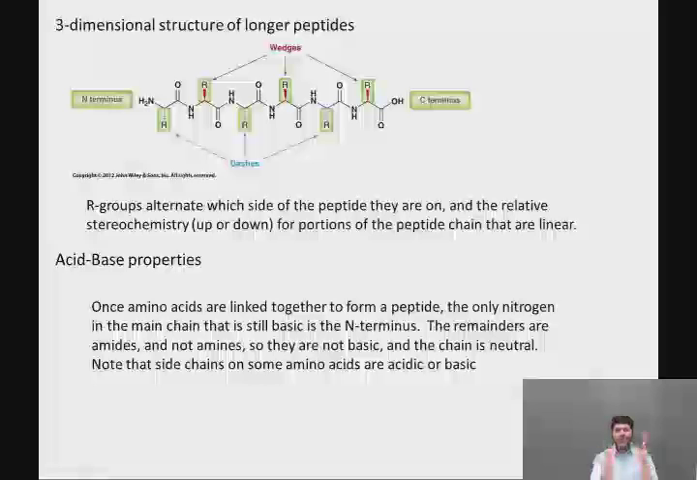Now note that the side chains, the R groups on some of the amino acids, can still be basic if they contain a lysine, an arginine, or a histidine, and some of them can still be acidic if they contain an aspartic acid or a glutamic acid.